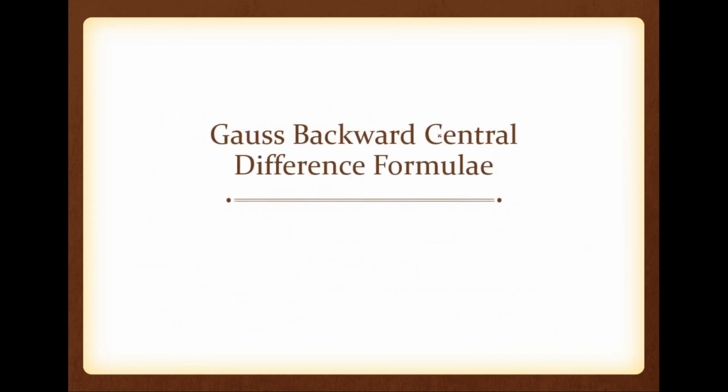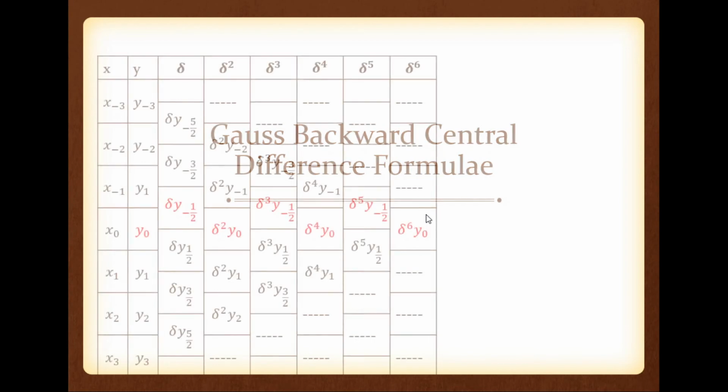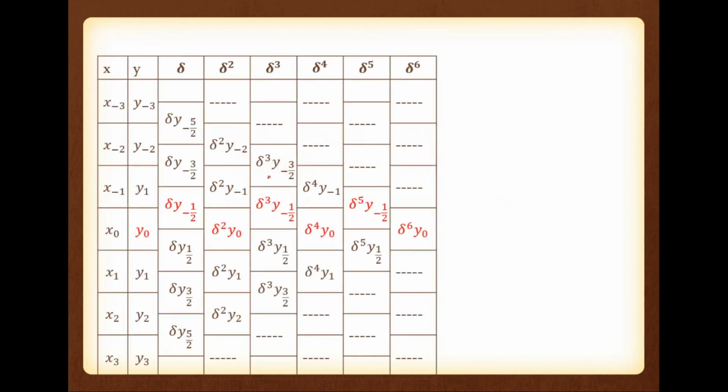So Gauss backward central difference formula. Here again the central difference table is the same. So for central difference extrapolation we need central data. But the problem is alternatively data are missing. Here data is missing, here data is missing, here data is missing. So what we are going to do, along with this central data, these are the central data.